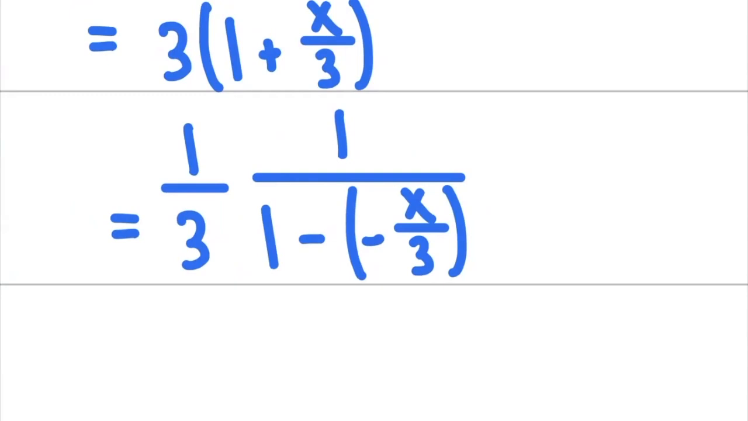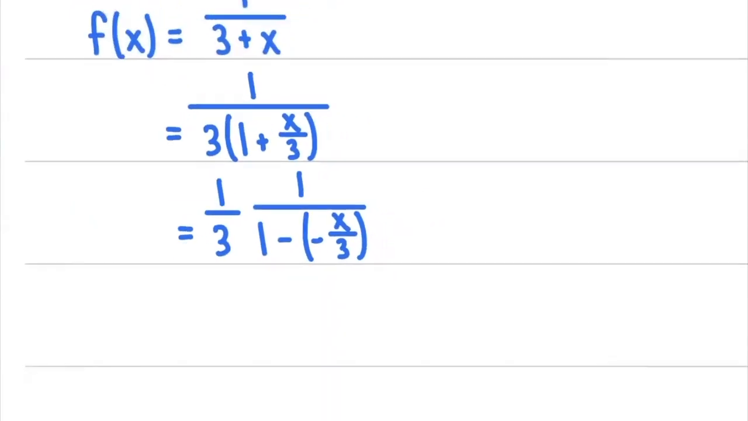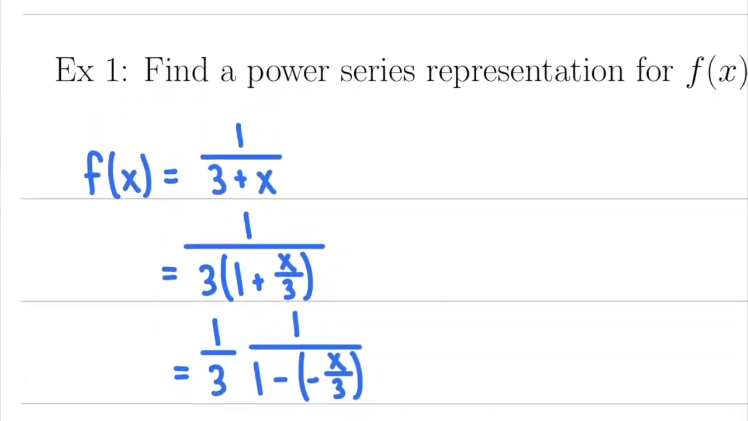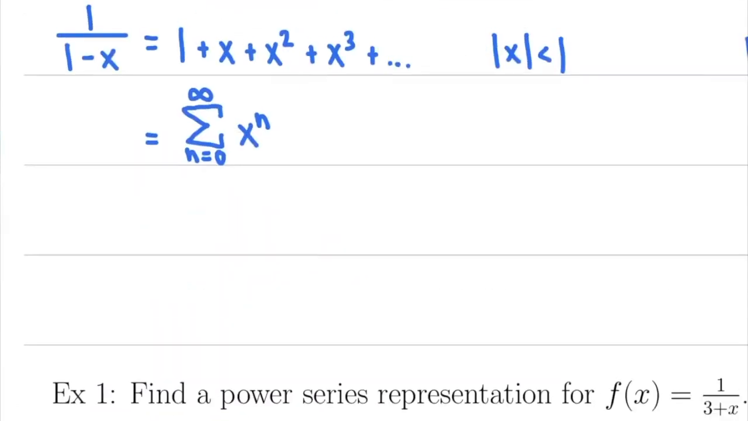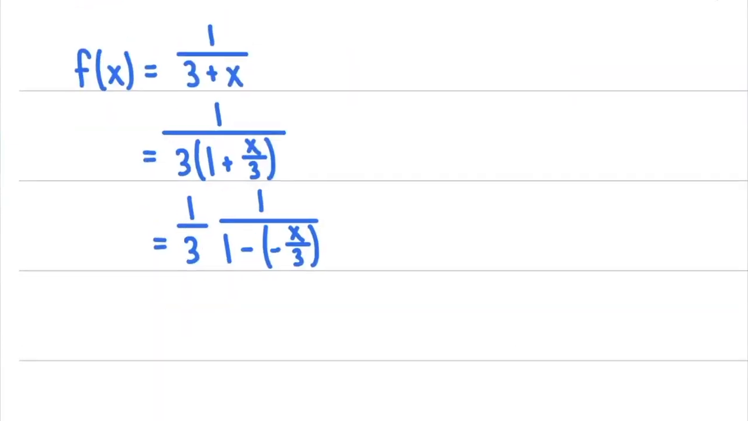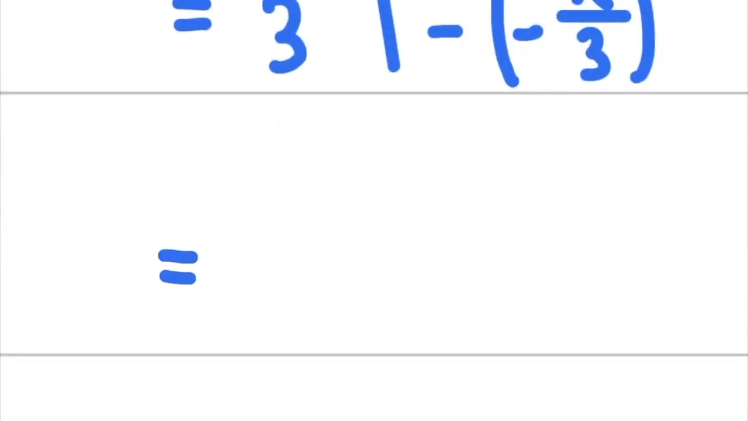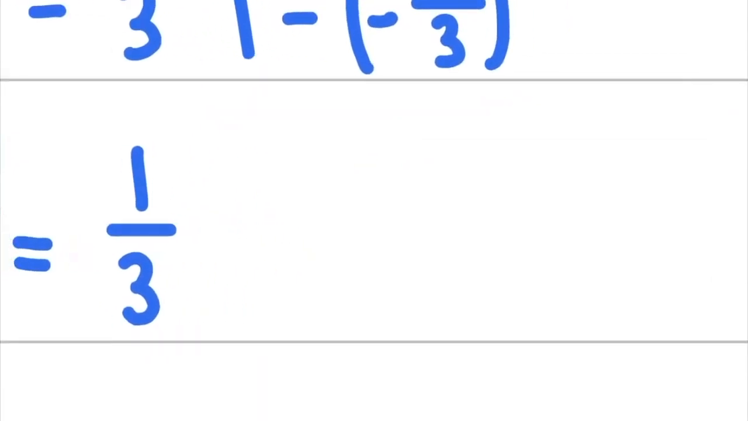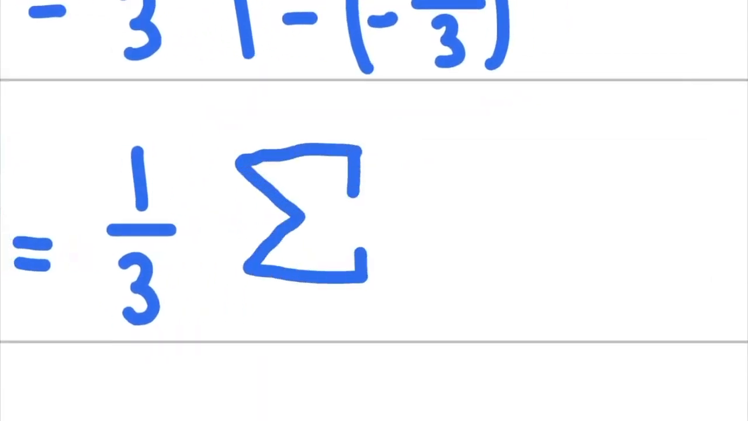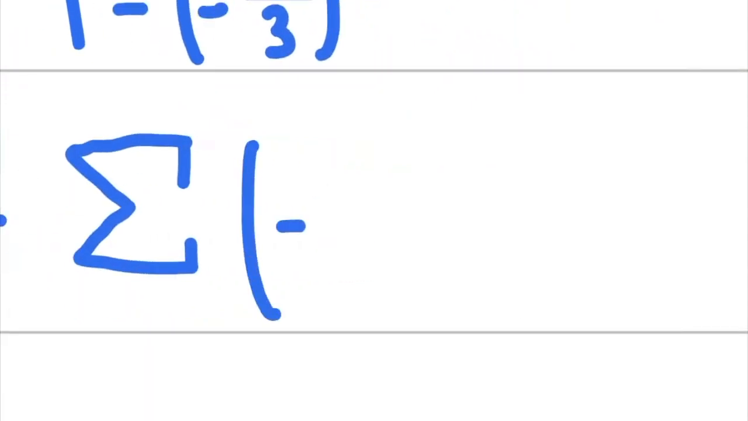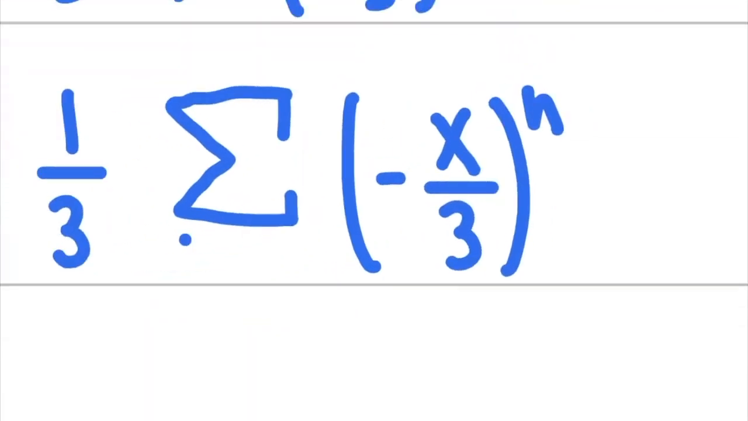When you use the summation notation, instead of x to the n, it's negative x over 3 all to the n, right? Exactly, we're going to use this. And exactly like you said, instead of x, we have negative x over 3. So this equals 1/3 times the sum of negative x over 3 to the power of n, as n goes from 0 to infinity.